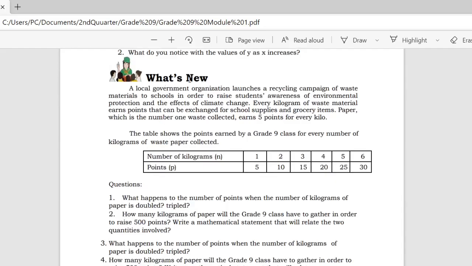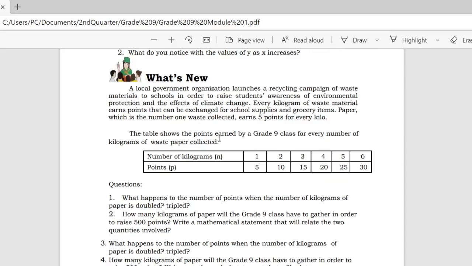Okay, next. What's new? Here we have a problem. A local government organization launches a recycling campaign of waste materials in schools in order to raise students' awareness of environmental protection and the effect of climate change. Every kilogram of waste material earns points that can be exchanged for school supplies and grocery items. Paper, which is the number one waste collected, earns 5 points for every kilo. So this is the problem.